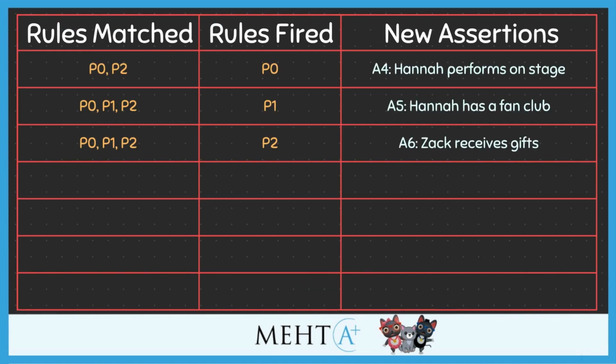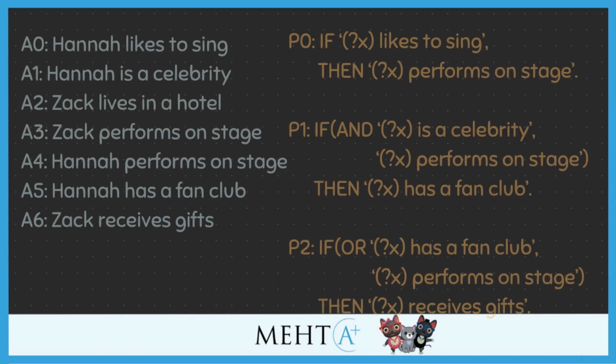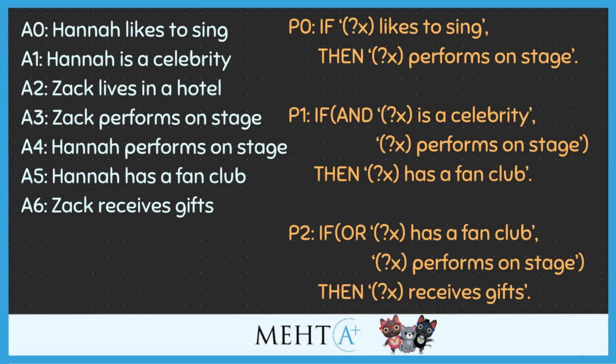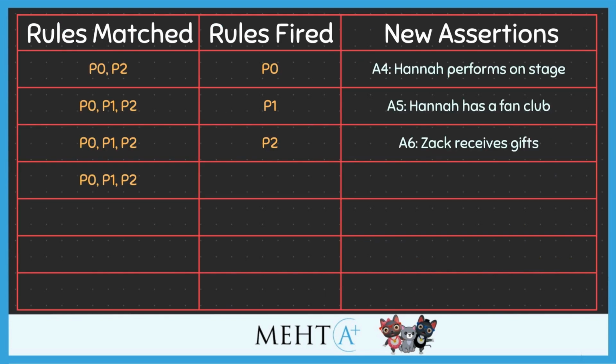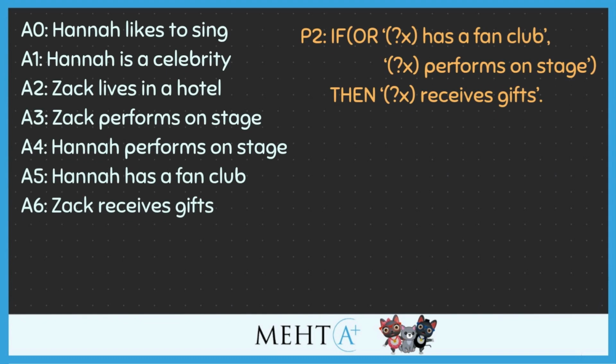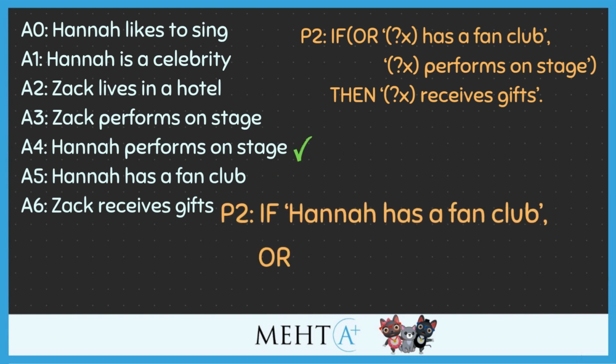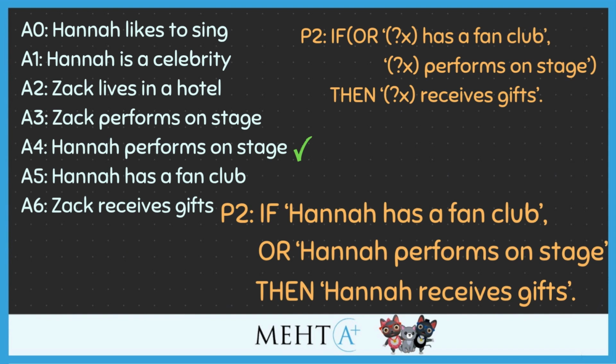On to the next row of the table. Again, P0, P1, P2 are all matching. P0 and P1 are not going to add any new assertions because A6, Zack receives gifts, is not matching with any of the antecedents of the rules. However, we do know that P2 can give us something new, so P2 fires. Now last time we matched A3 since A3, A4, A5 were all matching and we had to match in order. So let's match A4 this time. Matching with A4 gives us Hannah receives gifts.